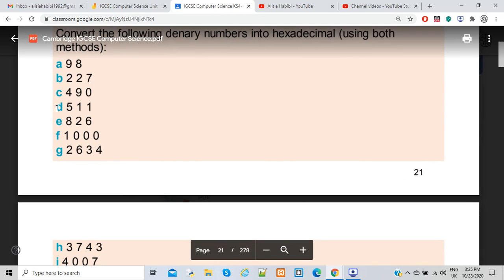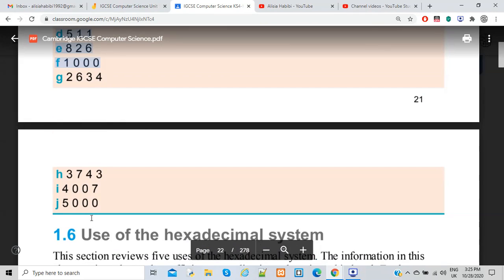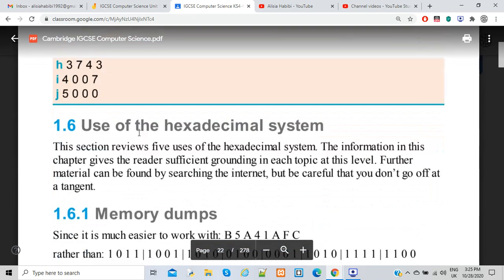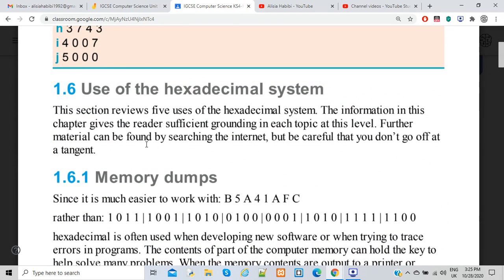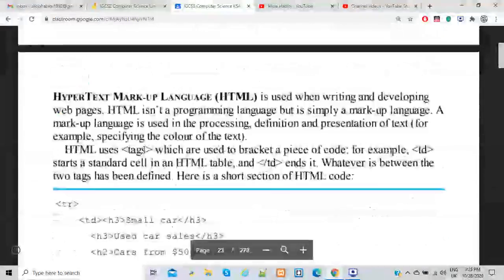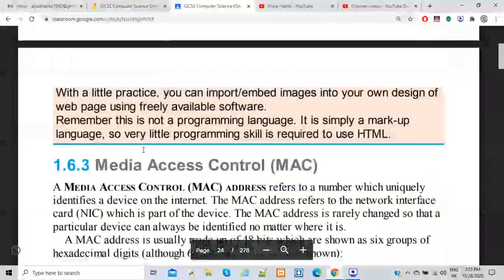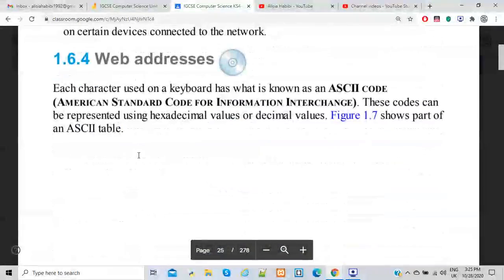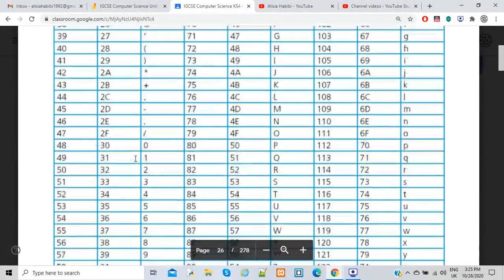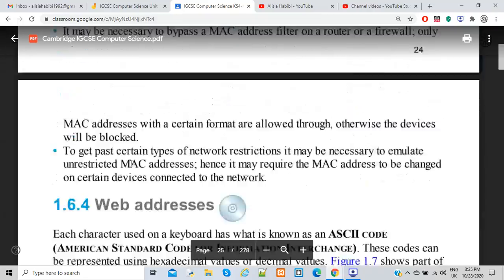I would like you guys to try to do D to J on your own, just as practice work to see if you understood what we've done. And next time we come, we'll be looking at the use of hexadecimal systems in terms of memory dumps and HTML, and also in terms of MAC addresses and web addresses. And that's pretty much going to round up this topic once we come next time to the next one.